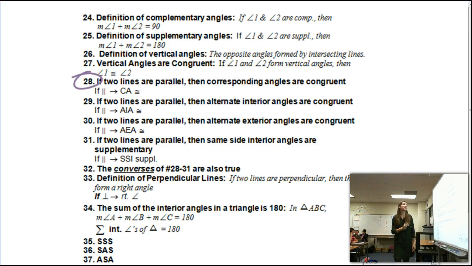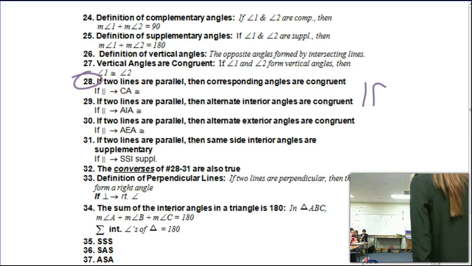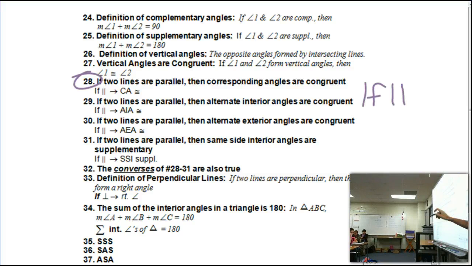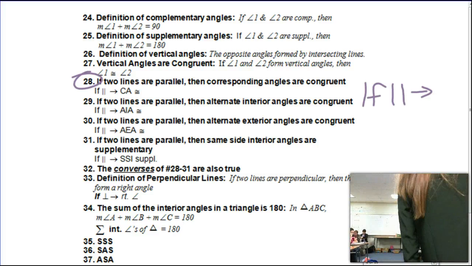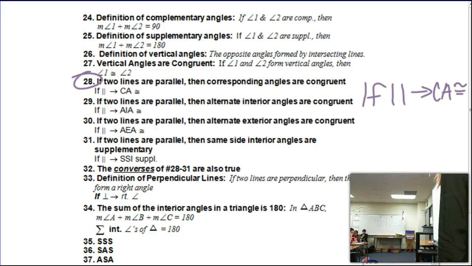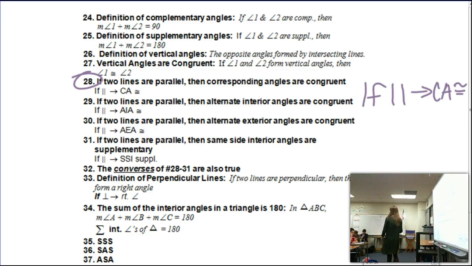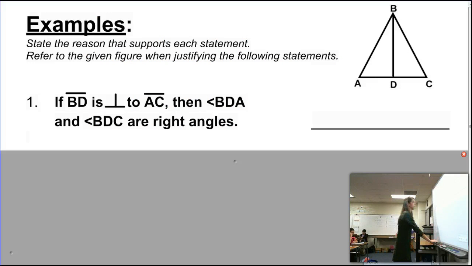All you would have to answer, if 28 was the answer to your problem, is: if parallel, then, this arrow means then, corresponding angles are congruent. If parallel, then corresponding angles congruent. And that's all you have to write. So just make note that there are shortcut answers on a lot of those, and you do not have to write the whole bold sentence. All right. So let's get started.